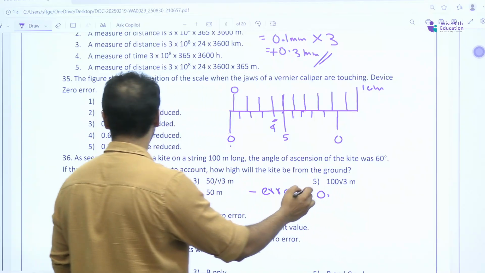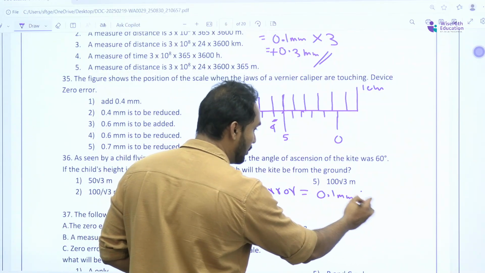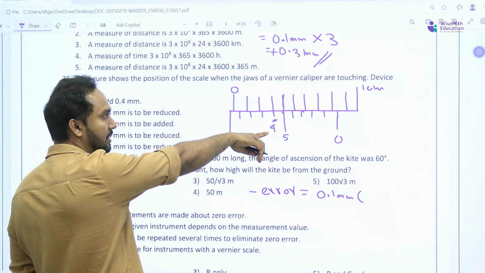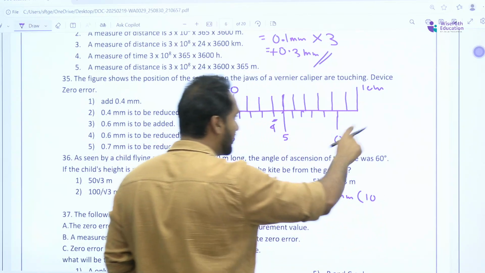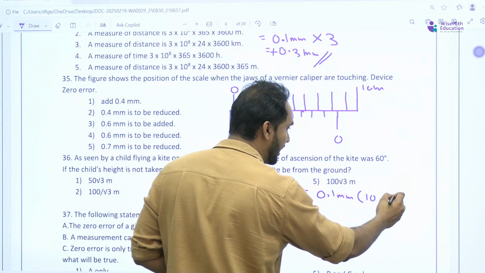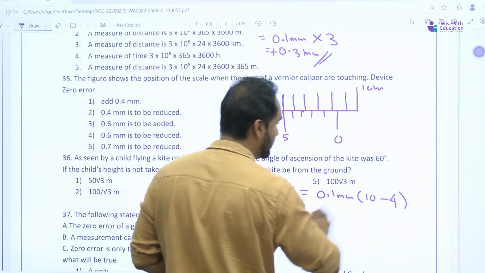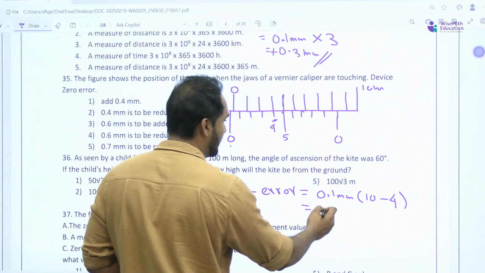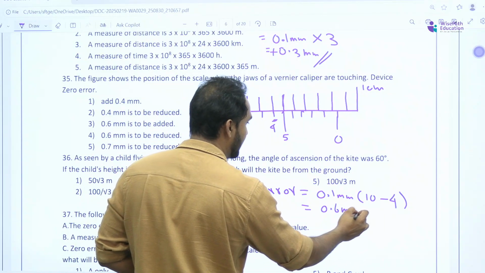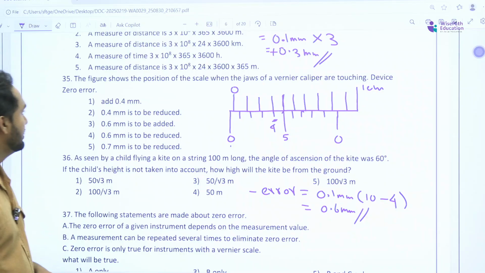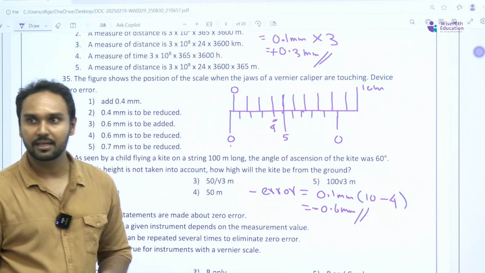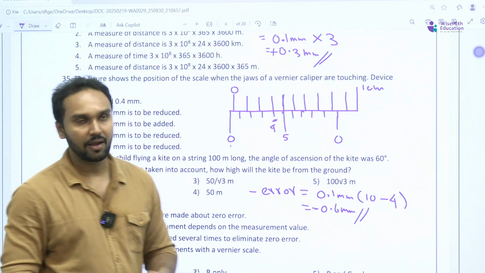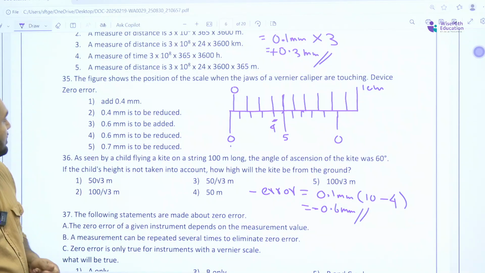0.1 millimeter into, you don't multiply it by the vernier scale line which has a line. Instead, you are deducting it from the number of vernier scale lines, which is 10. So 10 minus 4, it should be 10 minus 4. So the answer should be 0.6 millimeters. Yes. And that's a negative zero error as well, right? If it is a negative zero error, you have to add it. So you have to add 0.6 millimeters.